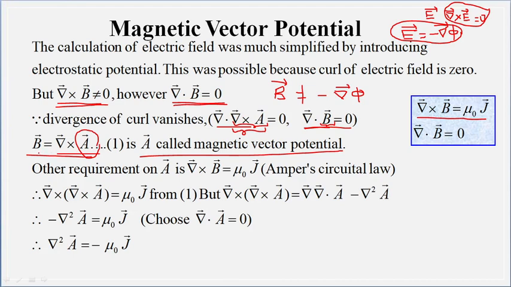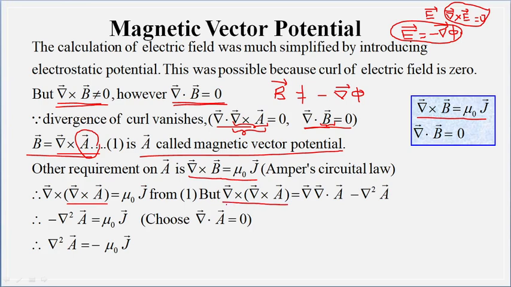Now this definition, vector B equal to del cross A. Then one more thing is Ampere's circuital law: curl of B equal to mu naught J. Both should be satisfied. So B should be equal to curl of A, and the curl of B should be equal to mu naught J. This should also be satisfied. So in this case, we take the equation B equal to curl of A. Then this is a vector triple product.